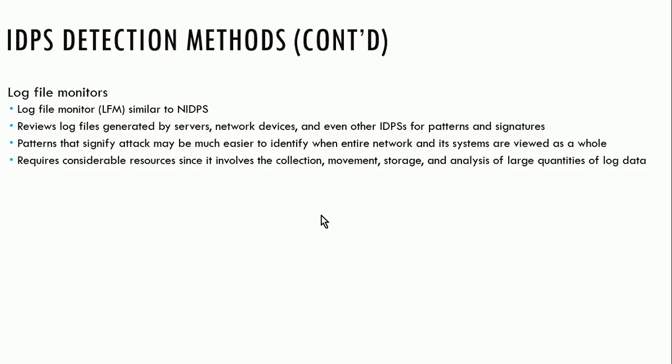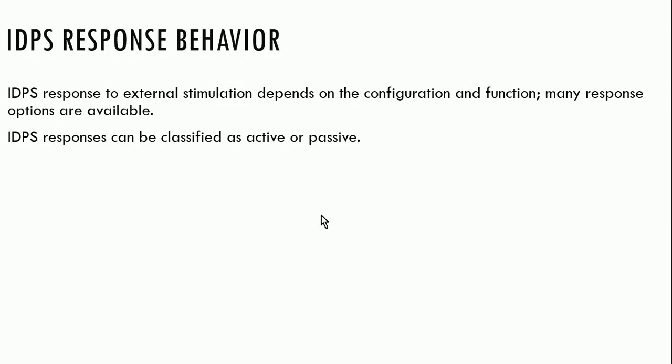Now, whether it's host-based or network-based, it can use the log file monitors. So even on host-based, you can set it up to use log files. You can configure it to look at different log files. For example, in Windows, you've got different logs that log security things like a failed login attempt, somebody trying to access a file that they're not supposed to access, all those sorts of things that an IDS might be able to monitor. So response behavior.